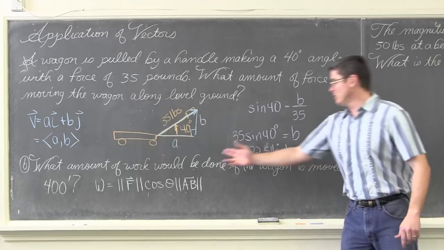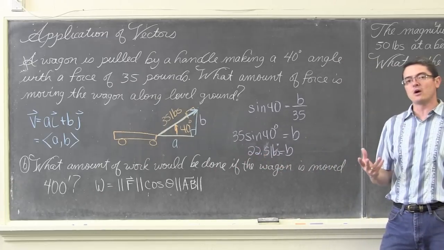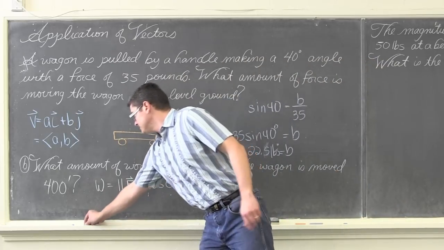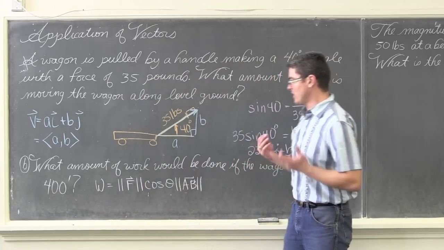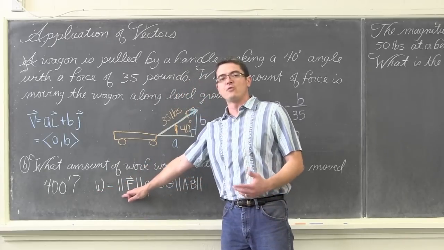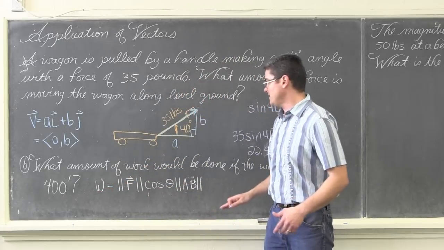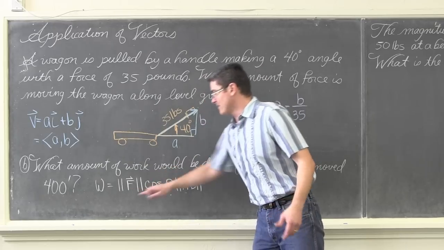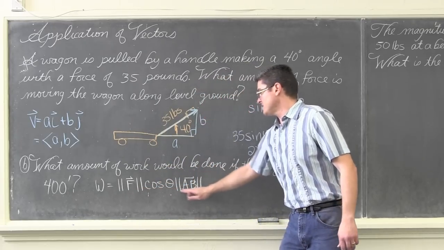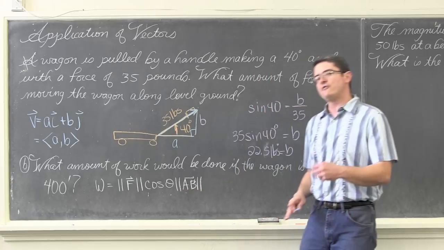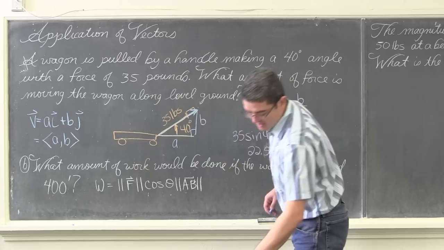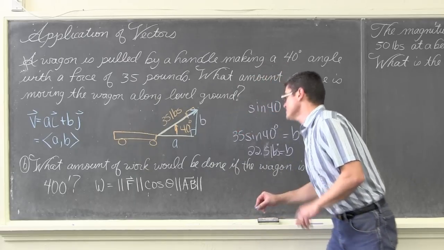Now, what if you wanted to move this wagon a distance of 400 feet? How much work would be done? Well, there's a couple of versions of this formula. The one I'm going to work with is work is calculated by the amount of force being applied times the cosine of the angle times the magnitude of how far you're going to move it. So the force is being applied at 35 pounds.